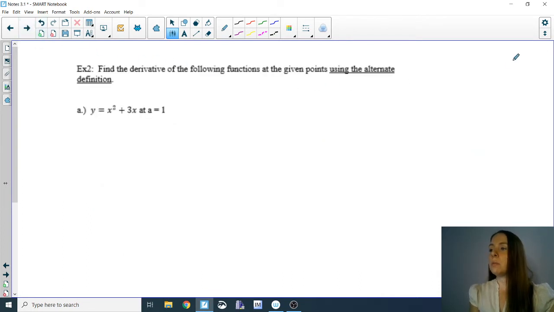So what I want to do in this next example is just show you what this formula looks like. And it's going to be the same thing that we did in the examples in the first video. So we have 3 parts to example 2. There's an A, B, C. And what we'll be doing is finding the derivative of the functions at the given points, this time just using the alternate definition of derivative. Okay, so let's go.